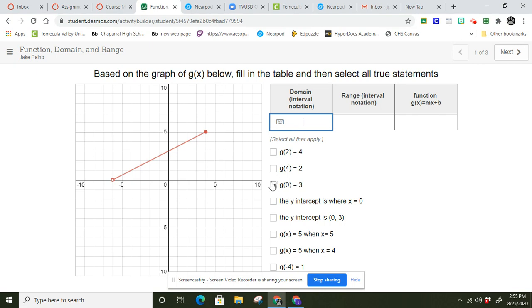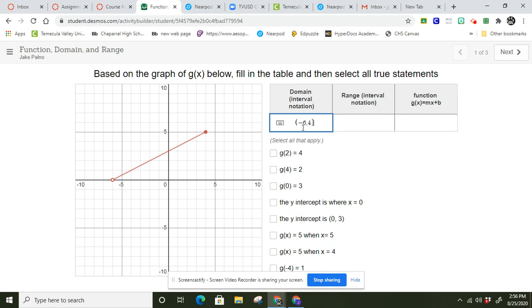With interval notation, I need to use parentheses and brackets. We learned that parentheses means it's excluded, it's not included, and that a bracket means it is included. So it's going to start at -6 and it's not included there because of the empty circle, so we use parenthesis, -6, comma, and it goes all the way to +4. But on +4, it is included, so I use a bracket. And that's it for the domain, just the x values.